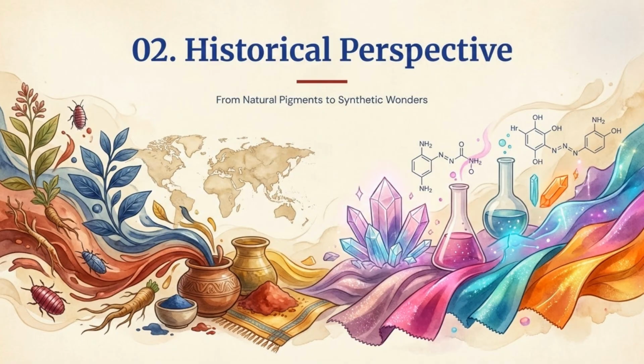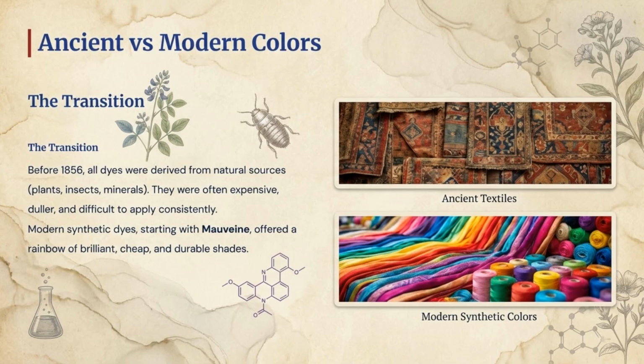Next, we will explore the historical perspective of dyes, tracing the journey from natural pigments to synthetic wonders. Before 1856, all dyes were natural, often expensive, dull, and difficult to apply. The transition to modern synthetic dyes, starting with Mauveine, introduced brilliant, cheap, and durable shades.